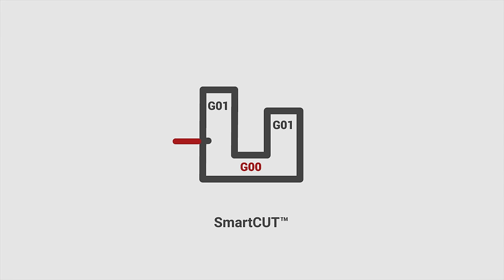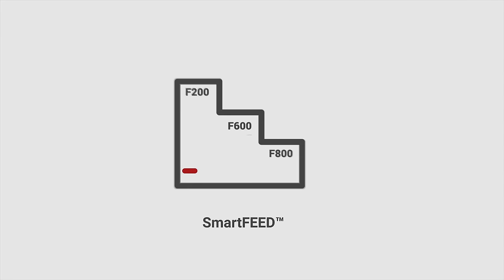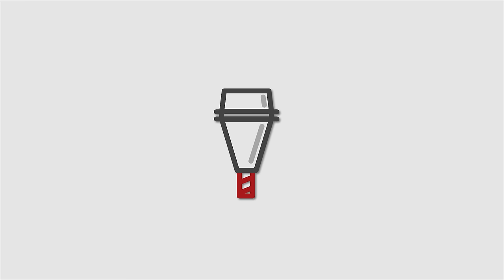What's more, adaptive post-processing automatically eliminates time-wasting air cuts and adjusts feed rates based on depth of cut and stock hardness, further reducing machine cycle time while increasing the life of your tooling.